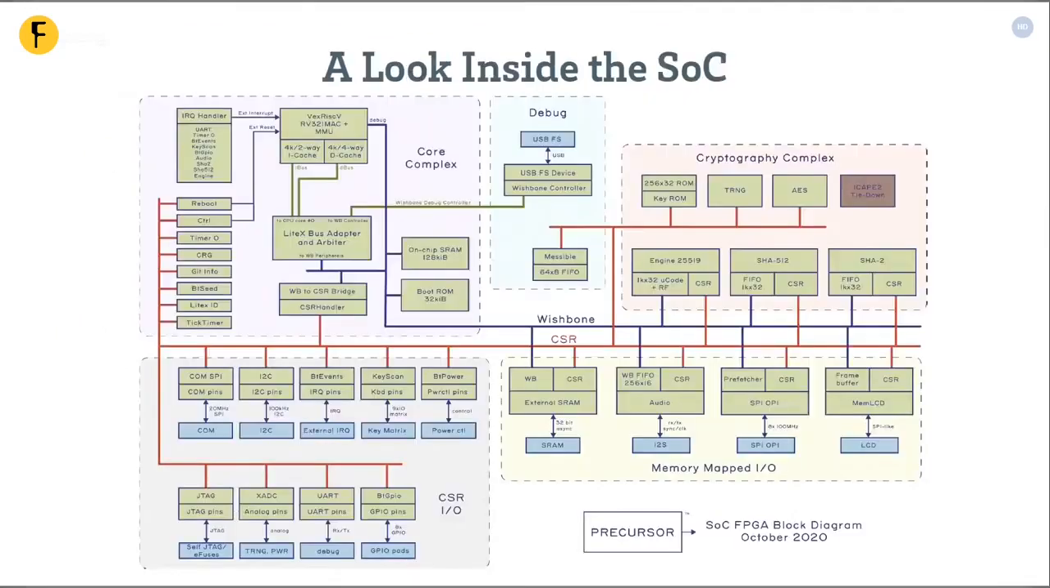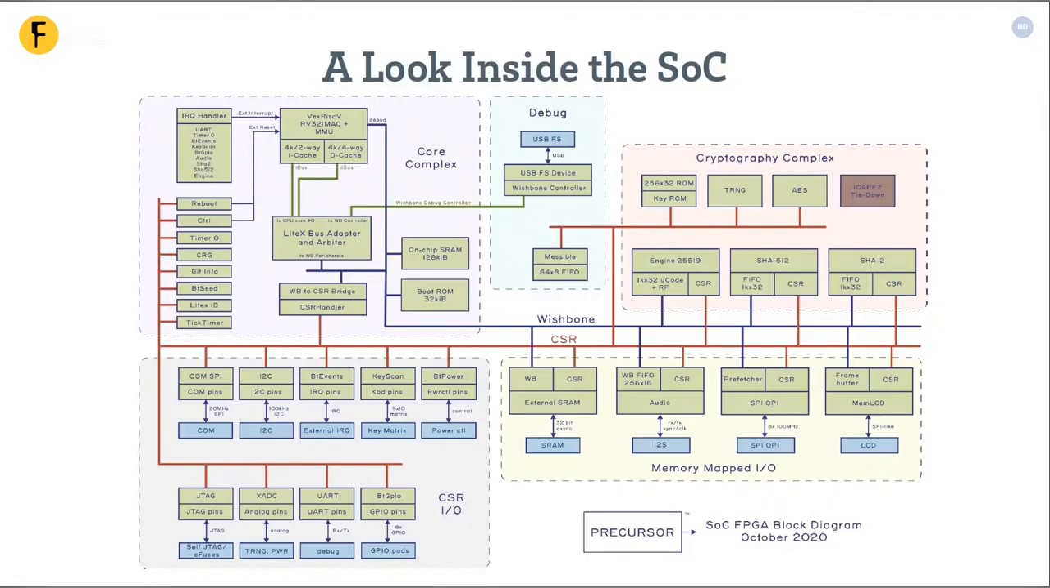So now I've talked a bit about why we're using an FPGA. Let's have a quick look on the inside of what we're putting into it. I don't know how it's rendering on the internet and if people's screen resolution is high enough, but we'll go through block by block so you don't have to stare at this too hard. The idea is that we have a few major blocks: the core complex, some IO blocks, a cryptography complex, and a debug block.